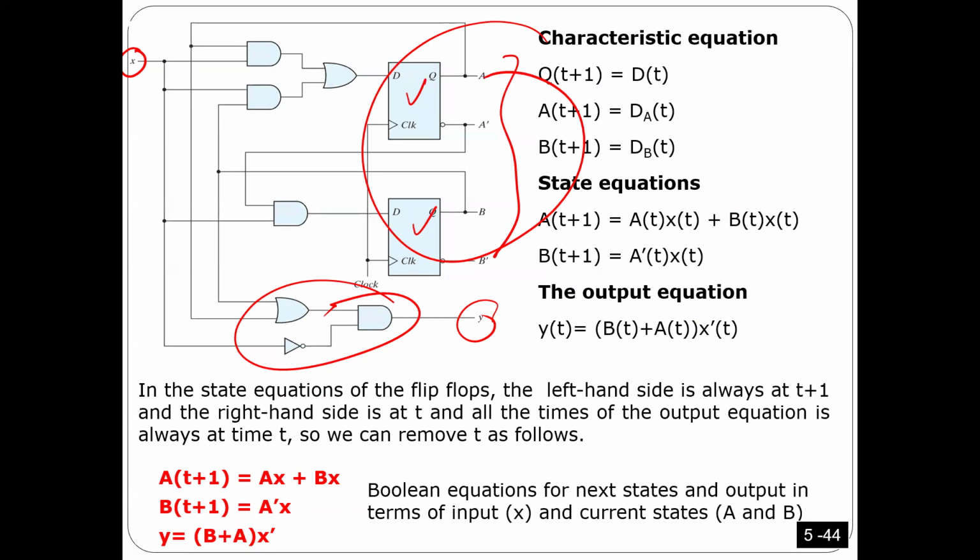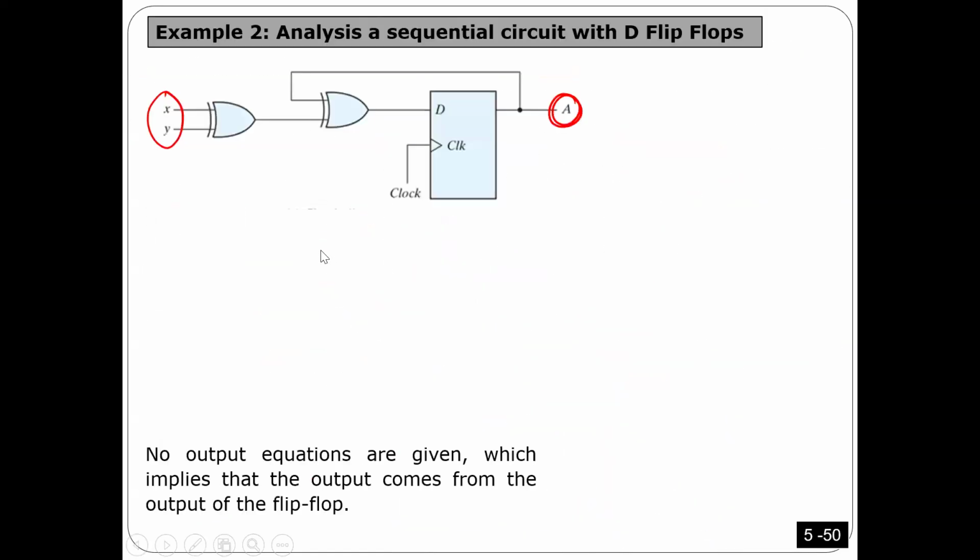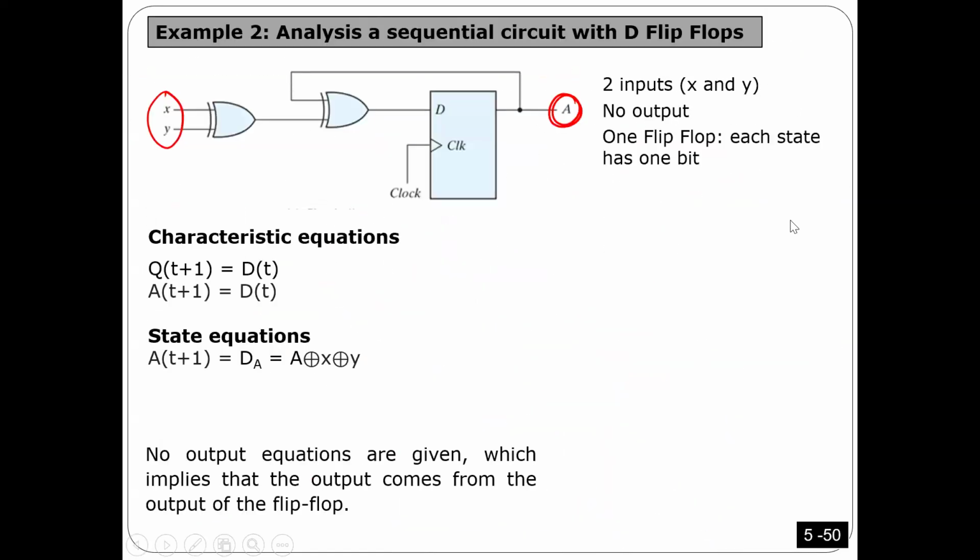Sometimes the output of the circuit is taken from the output of the flip-flop. You get what I'm saying? That's why here we don't have output. I don't want you to misunderstand when I say no output here. It doesn't mean there is a circuit that doesn't have output. There is no circuit that doesn't have output. So when I say no output here, I mean the output is not taken from a combinational circuit.